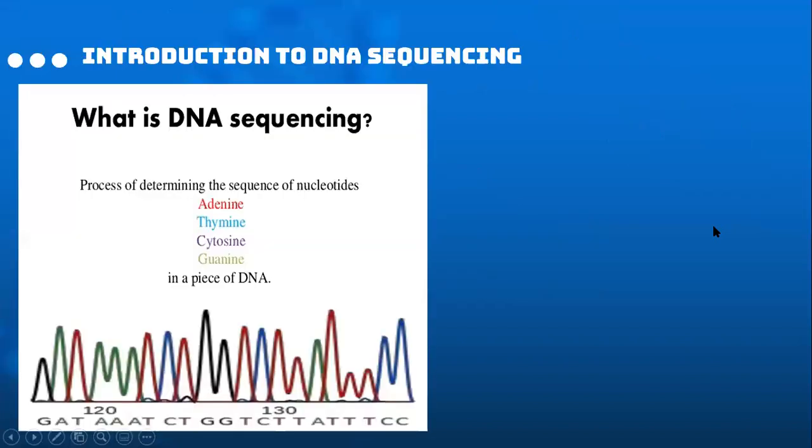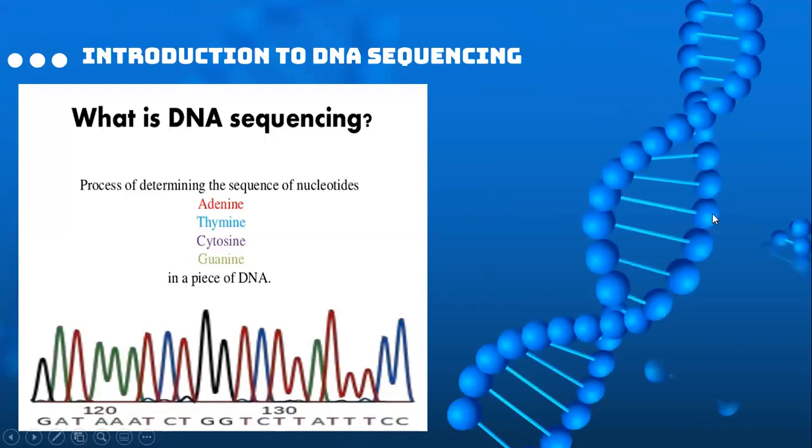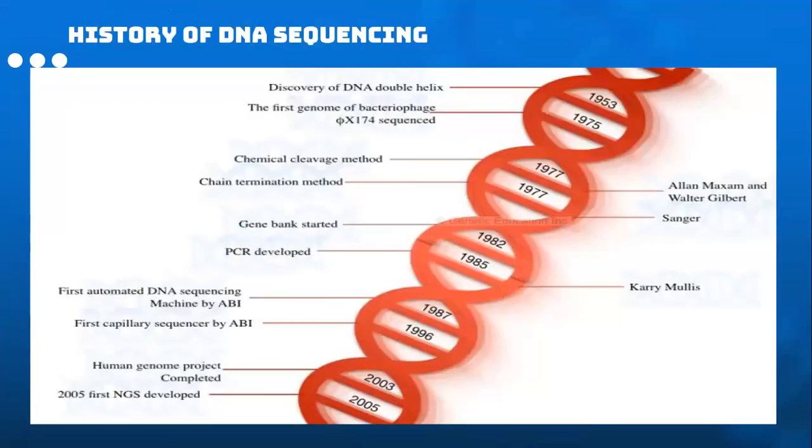So coming to an introduction to DNA sequencing. What is DNA sequencing? The process of determining the sequence of nucleotides, that's adenine, thymine, cytosine, and guanine, in a piece of DNA is called DNA sequencing. Next, coming to the history of DNA sequencing. The history of DNA sequencing begins with the discovery of the DNA structure in the year 1953.